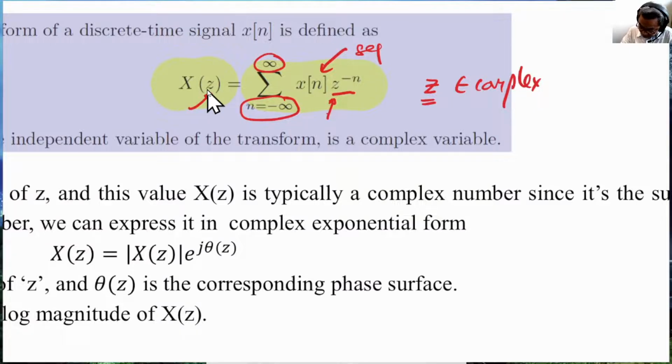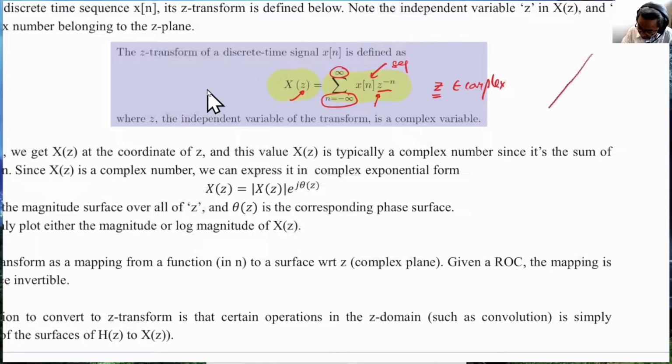Now, what is z? Z, remember, is the entire complex plane. So if this is the 0, the origin, this is 1 and this is 2, this is minus 1 and minus 2, this is j and 2j, and so on. Therefore, when we calculate using different z, we would also get a complex number.